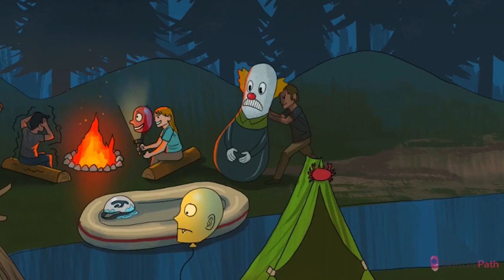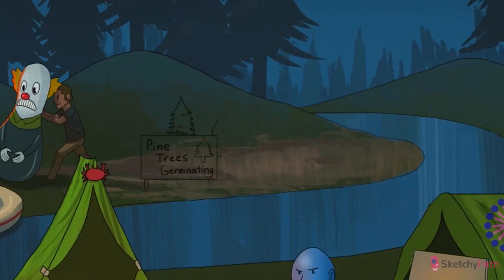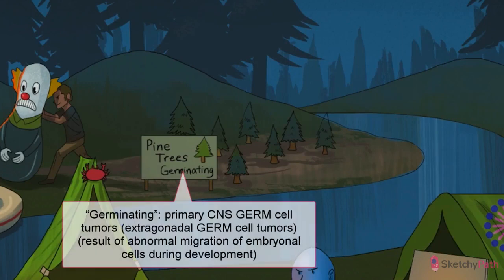Let's finish up with one more supratentorial tumor found in children, germ cell tumors. As it would turn out, germ cell tumors don't always end up in the gonads and can even form tumors in midline brain structures. Why germ cells in the CNS, though? Well, it's thought that disruption of normal migration of embryonal cells to the gonads during early development leads to midline germ cell tumors, appropriately called extragonadal germ cell tumors.